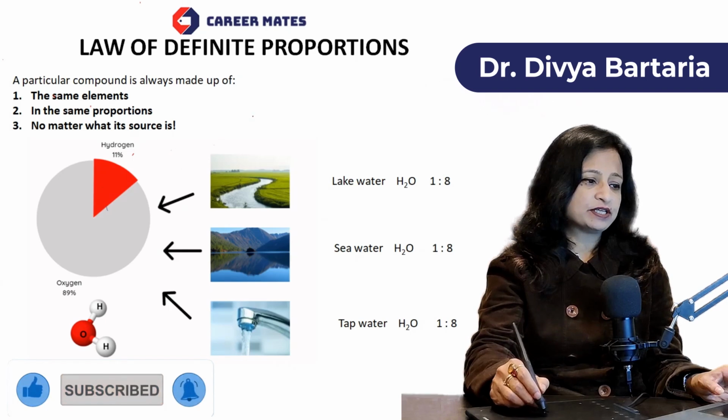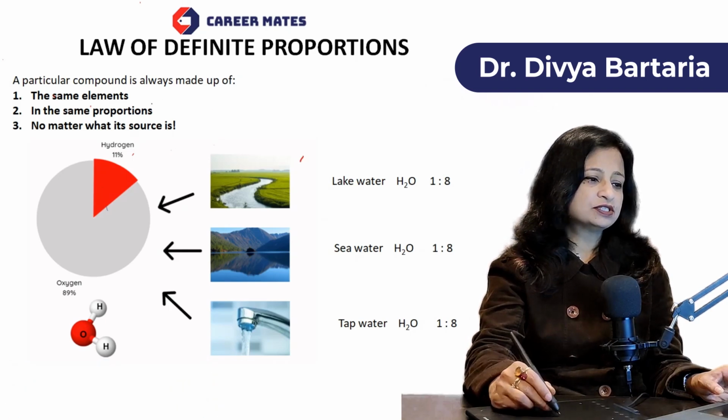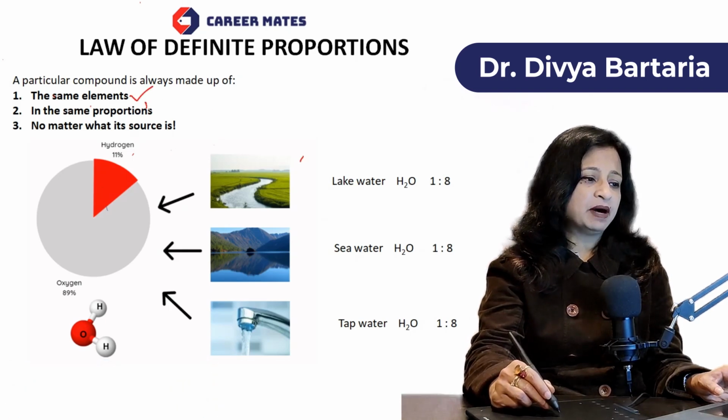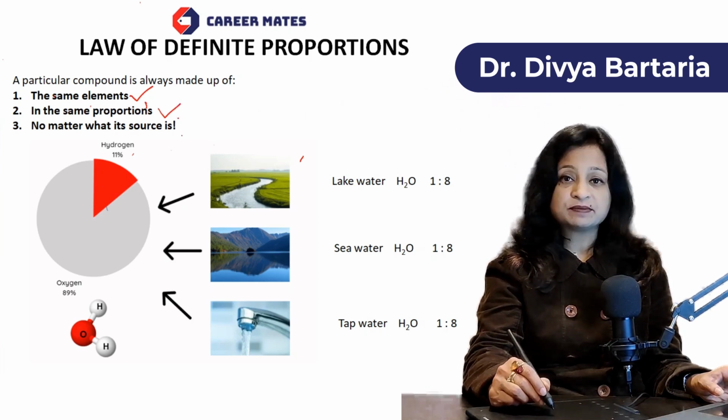So this is the first point you can see here, right? So this is the first point. The compound contains same elements. Moreover, in the same proportions by mass, right?